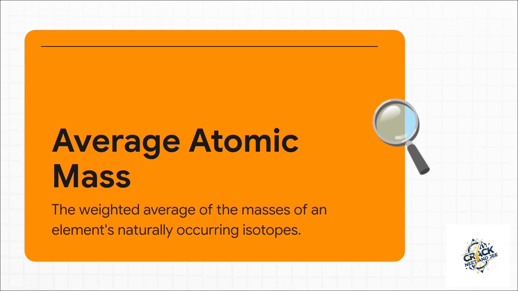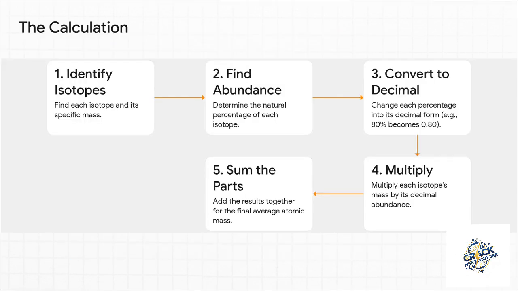And the key word here, the most important word, is weighted. This isn't a simple average. We have to take into account the fact that carbon-12 is way, way more common than carbon-13. So its vote for the final average counts for a lot more. The calculation itself is actually pretty easy. You just take the mass of each isotope, multiply it by how common it is in nature, and then you just add all those pieces together.